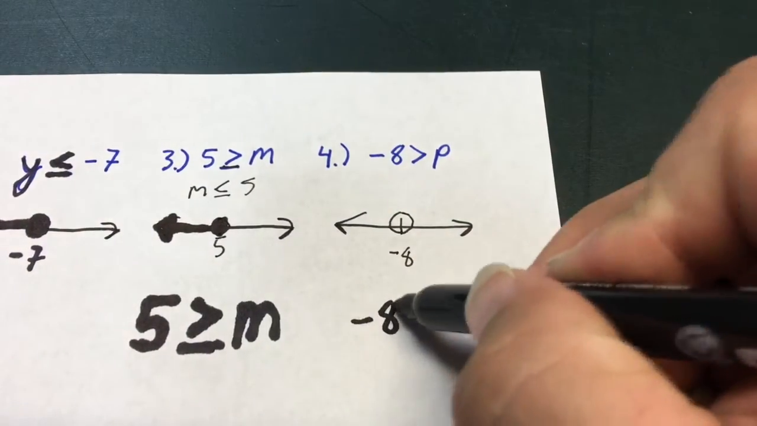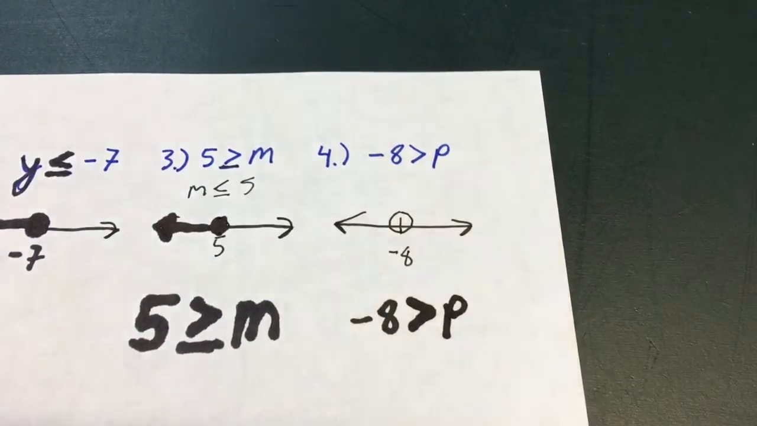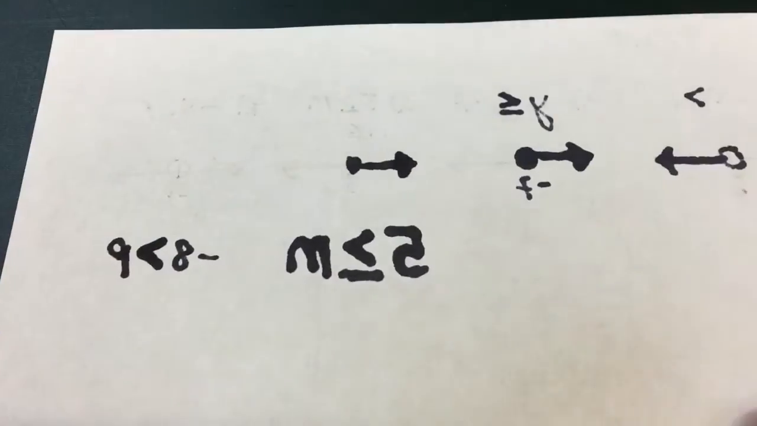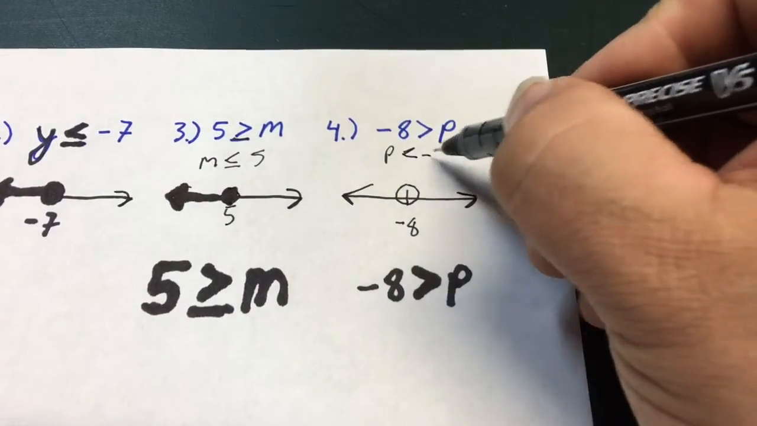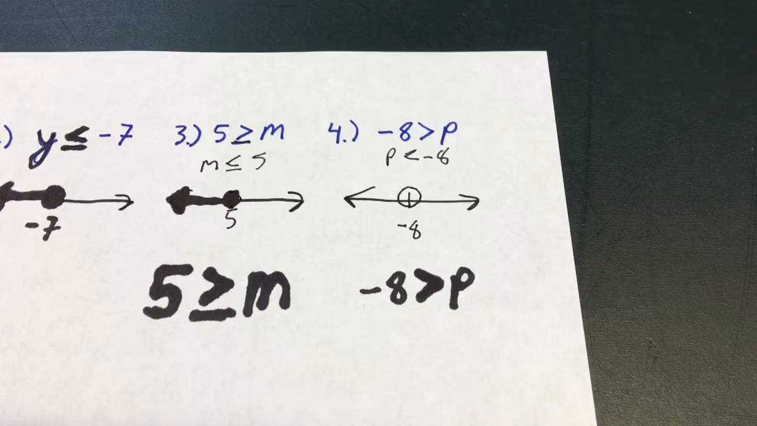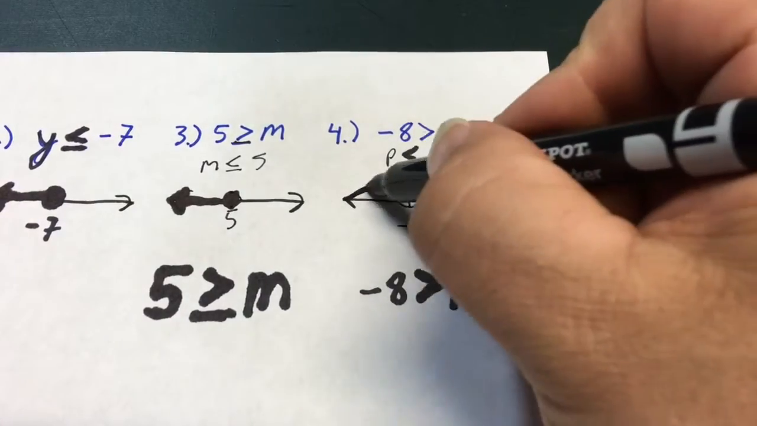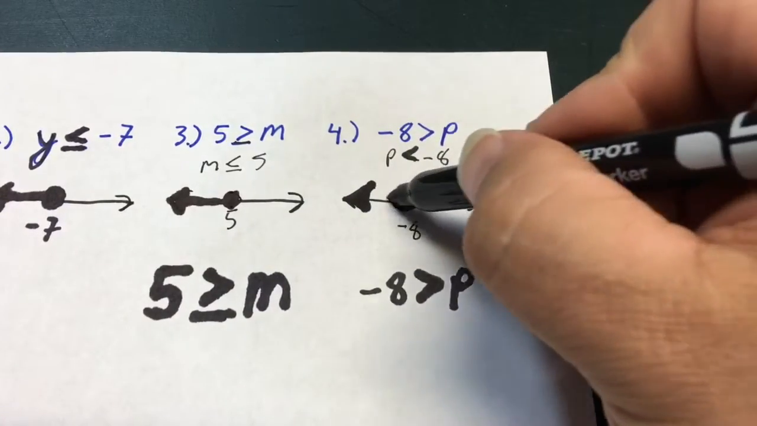So I'm going to do my little trick. And I'm going to write -8 is greater than p. Watch when I flip it over. P is less than -8. It's just a little helpful mnemonic. So I have p is less than -8. Arrow points to the left. After I flip the variable, open circle, and I shade to the left.